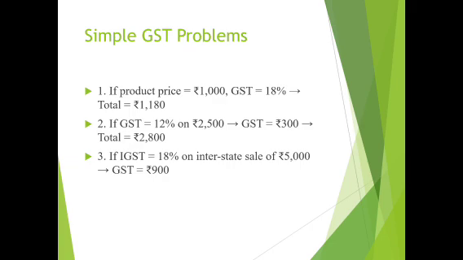If the product price is 1000 and GST is 18 percent, the total is 1180 rupees. On that 1000 rupees we calculate 18 percent GST, which is 180, so we add that, and the total is 1180 rupees.